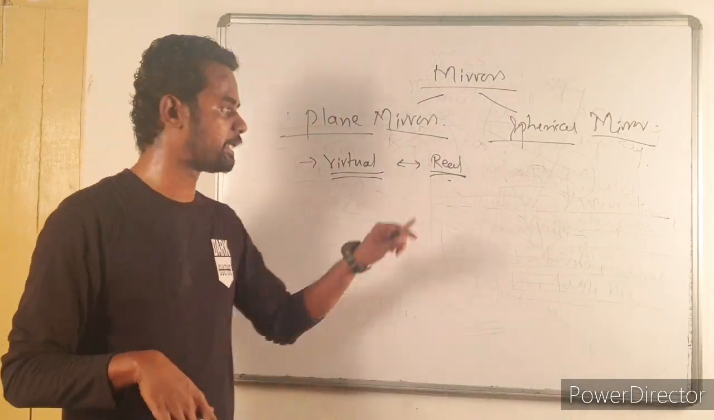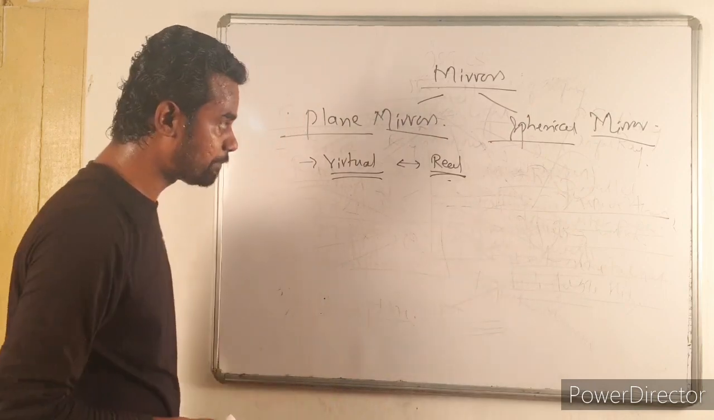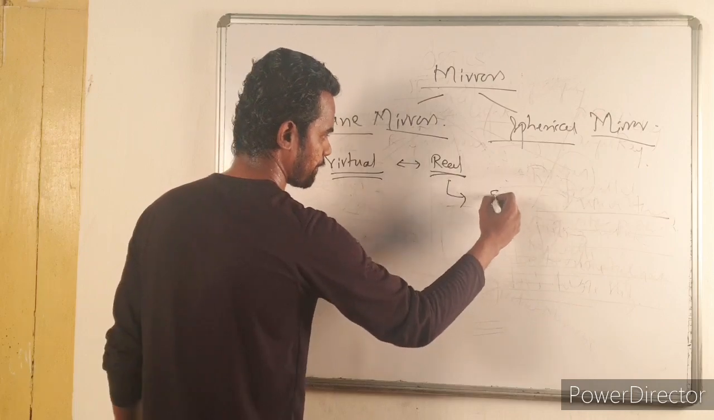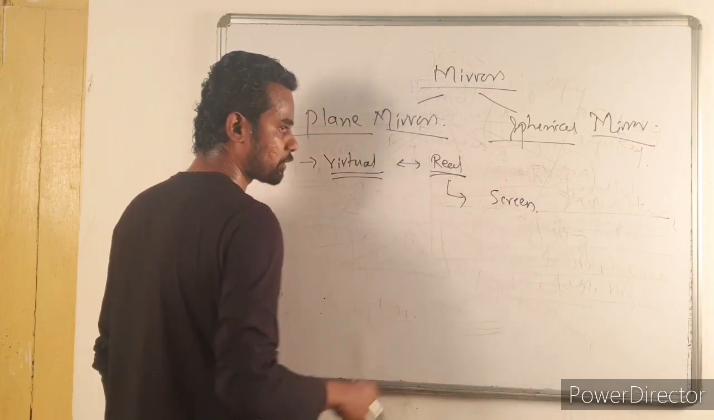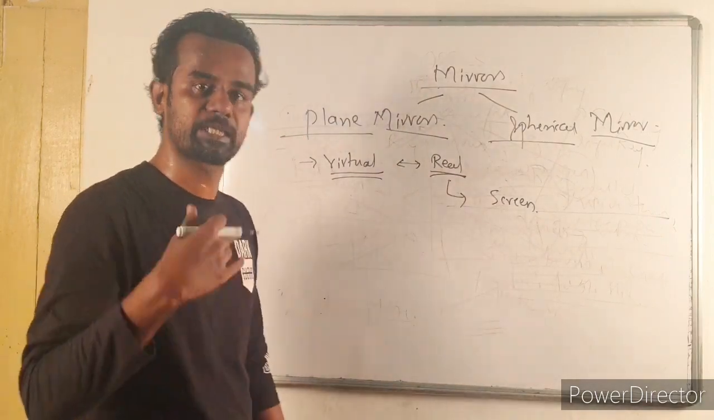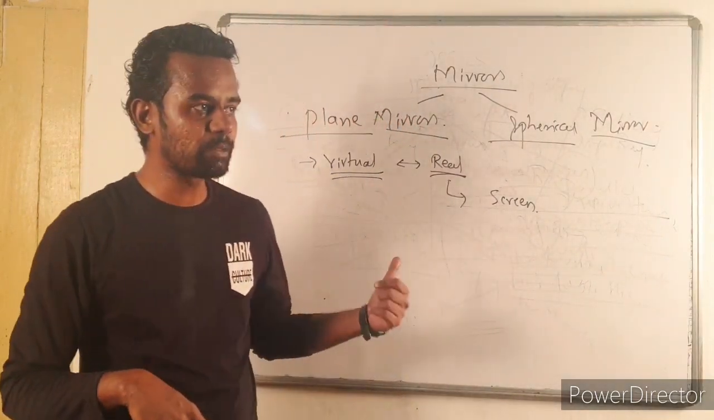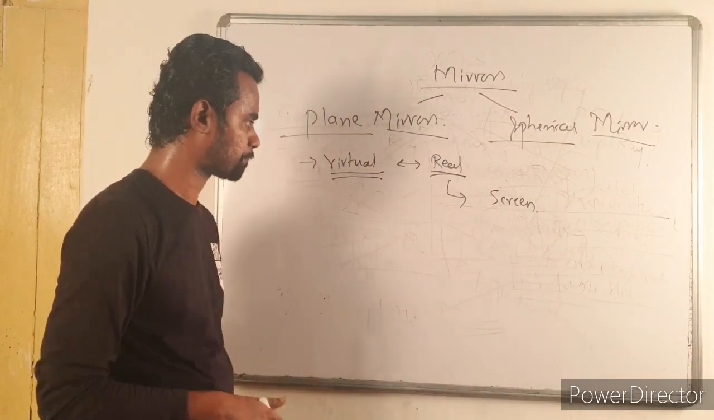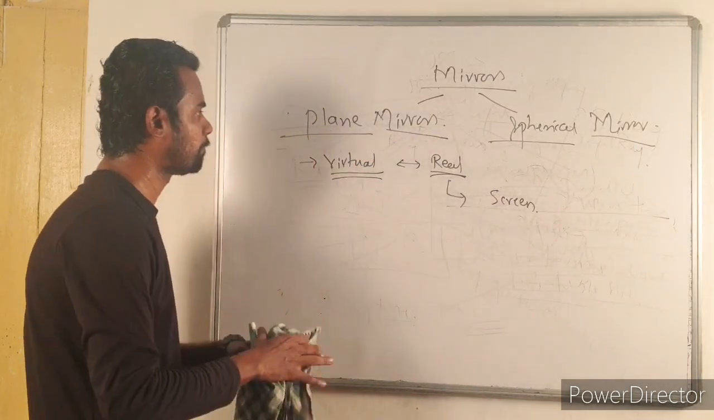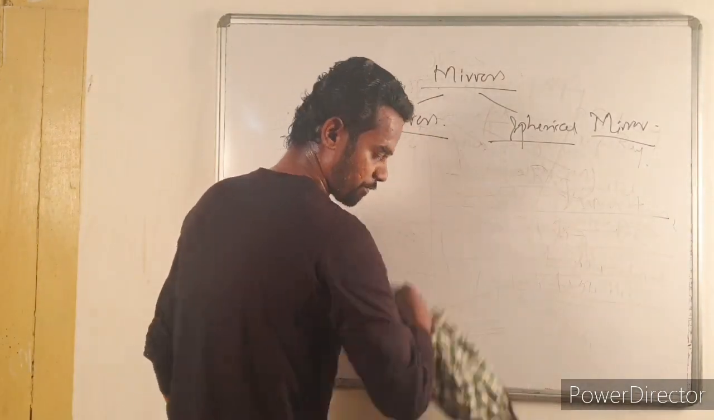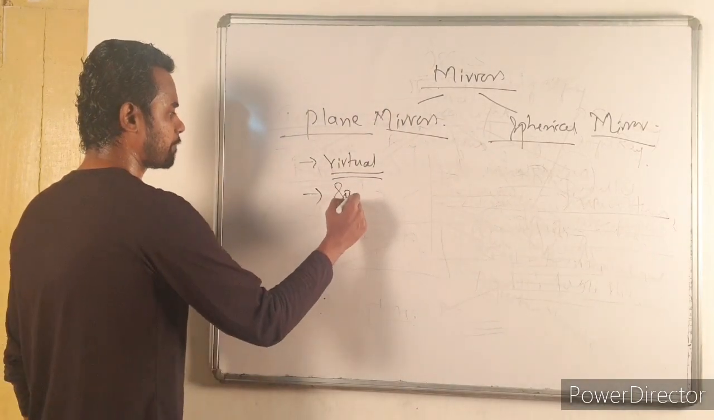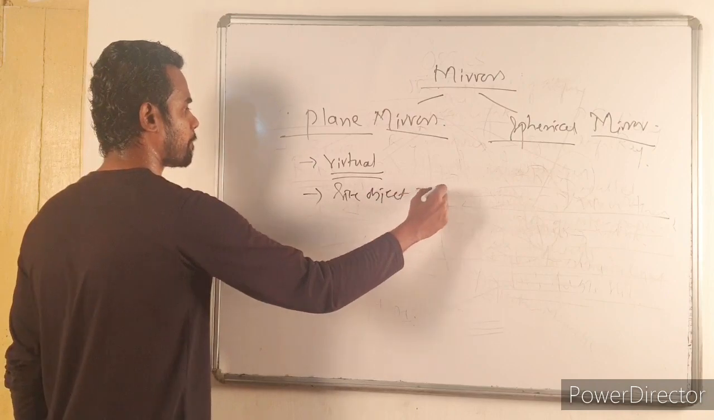We cannot see the real image. Real images can only be seen if they are taken on a screen. If it is not taken on a screen, we cannot see it. Virtual images we can see with the naked eye, and virtual images cannot be taken on a screen. Okay, that is the first property of the image formed by a plane mirror. And the second property is size of object is equal to size of image.